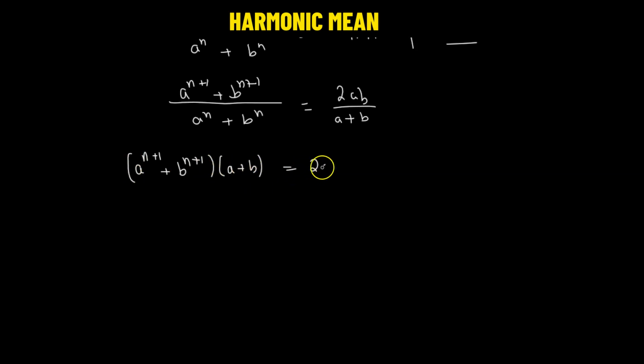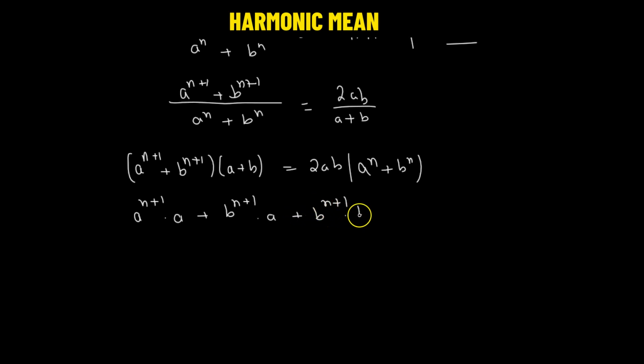So this must be equal to 2 times ab multiplied by a raised to the power of n plus b raised to the power of n. So we have a raised to the power of n plus 1 multiplied by a, plus b raised to the power of n plus 1 multiplied by a, then we have b raised to the power of n plus 1 times b, and we have b times a raised to the power of n plus 1. So this will be equal to 2 times ab times a raised to the power of n plus 2ab times b raised to the power of n.